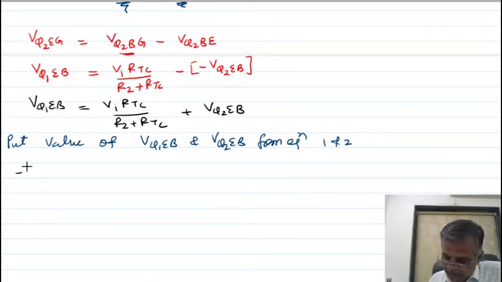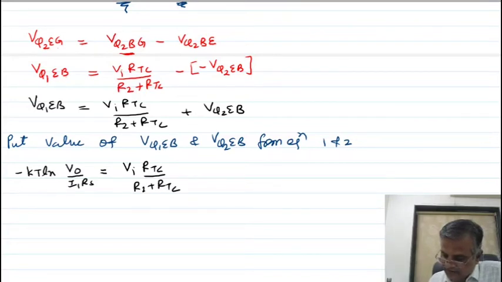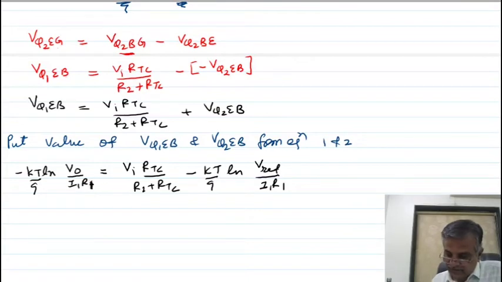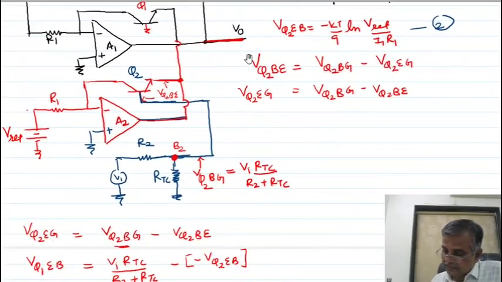So this is minus KT ln. This is your Vo upon I1 into RS is equal to Vi RTC upon R2 plus RTC. This is your minus KT, this is KT by Q. I did mistake here. ln. This is your V reference upon I1 into R1. R1, I am writing RS. Let me check here. Okay.